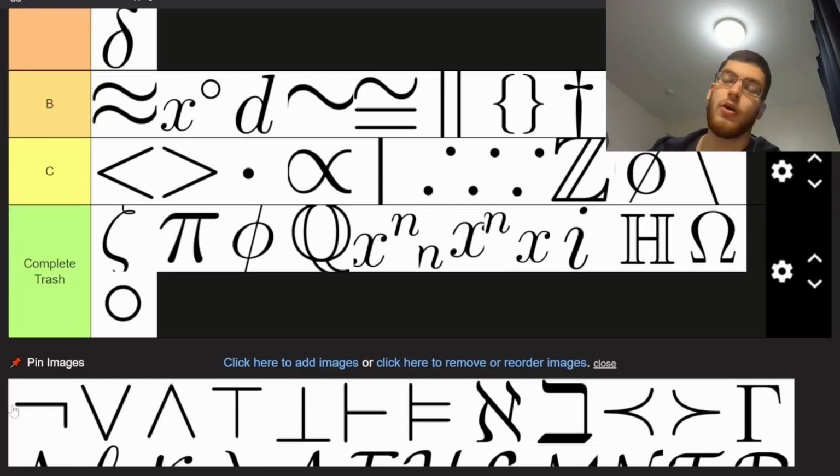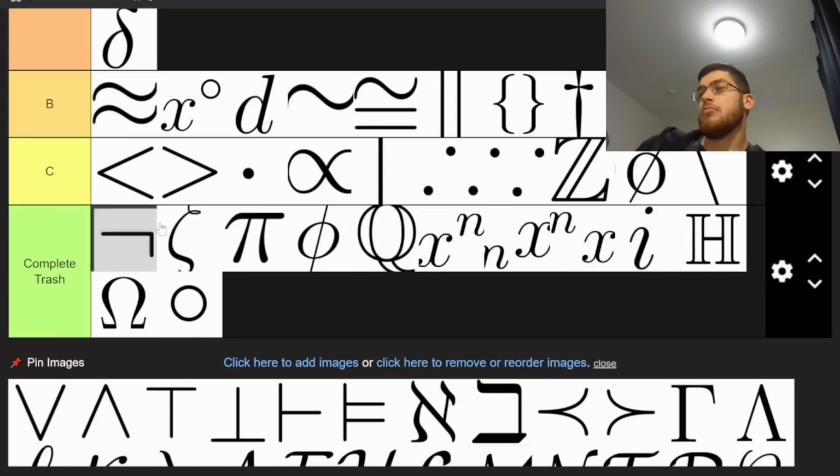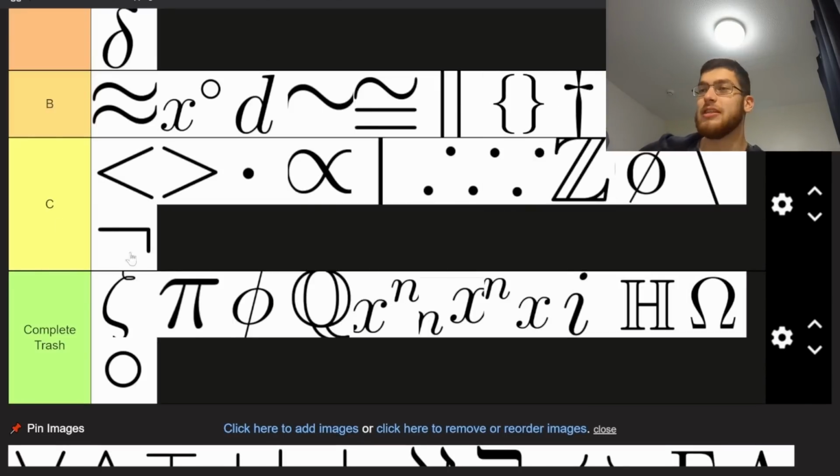So yeah, it could have been designed a lot better. I don't know why it's a gun. It just makes no sense to me. C tier? Yeah, C tier.